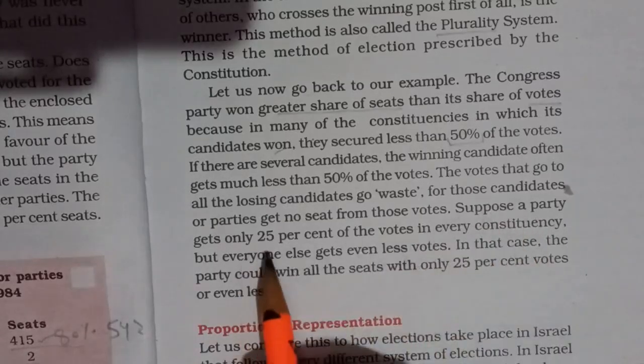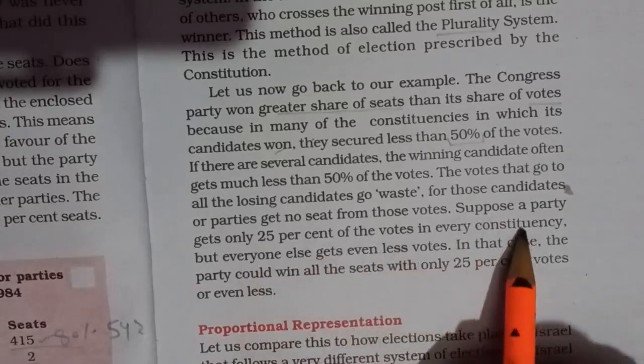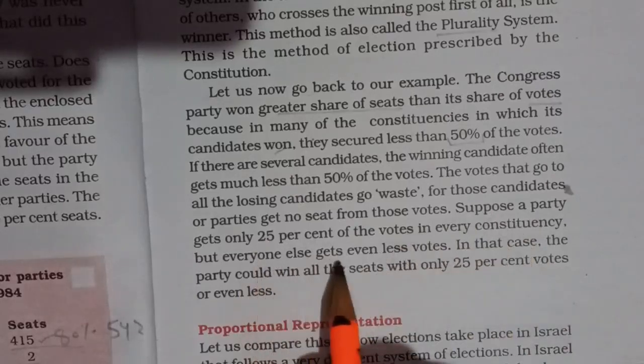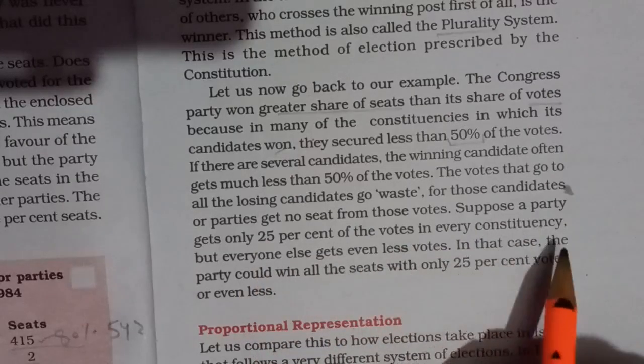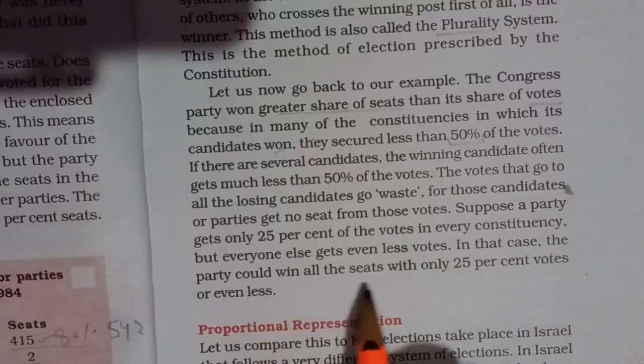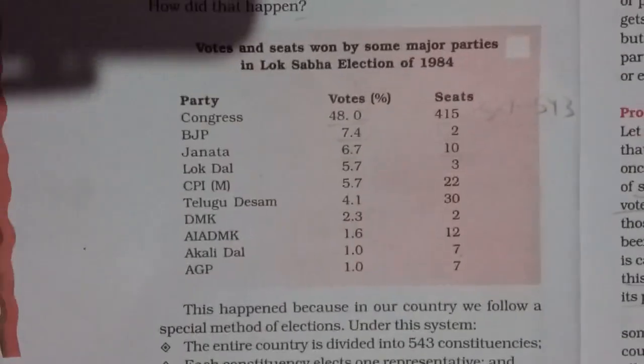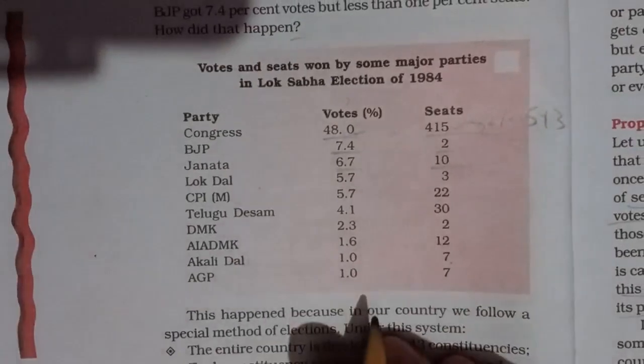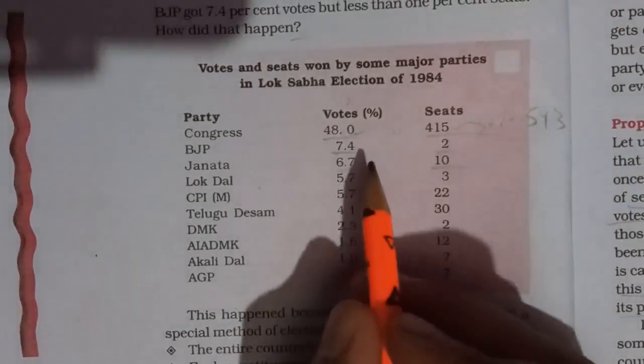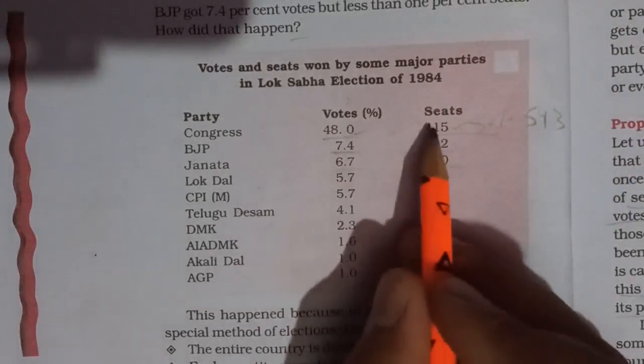Suppose a party gets only 25% of votes in every constituency, but everyone else gets even less votes. In that case, the party could win all the seats with only 25% votes or even less. So this is the topic which we have covered under the first past the post system, and you will have to read it from the NCERT book, and along with that you will also have to see this particular chart, and with this you can understand, because we can see the disparity between the seats and votes.